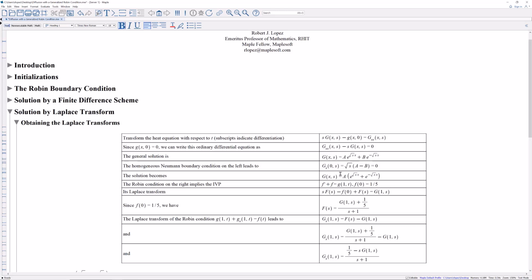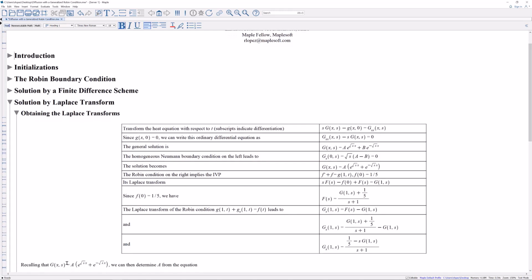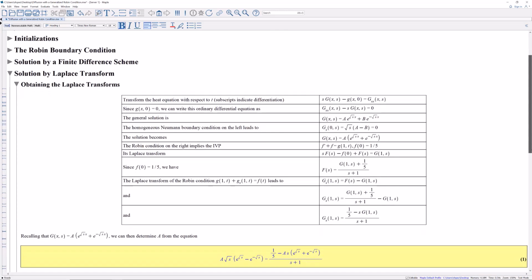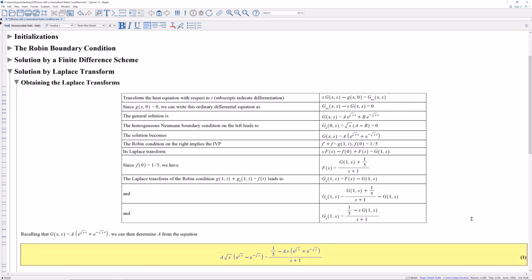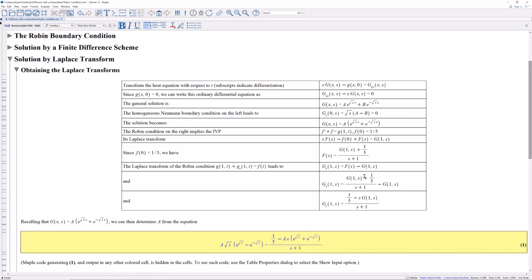capital G. Now, to make further progress here, we are looking at this equation and we are saying to ourselves, we have an expression for G that we can use here and here and perhaps thereby calculate what A is. And so that's what this next statement says. Remember that we have this statement for G, which is this one here. We're going to use that to determine A. And now we have a series of these cells that are colored in yellow. And the reason for that is each cell hides some Maple. And I'm going to explain the math. And I've shown you how to see what's going on in the hidden cell: go to the table properties and click the show input option.